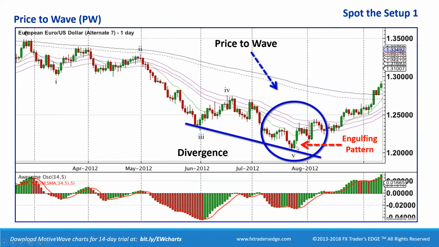Now we're at the price to wave. So we've done our homework, we've done our channel analysis, we've done some Fibonacci projections, and we're pretty happy that this wave 5 is complete. And we also see a candlestick reversal pattern here, an engulfing pattern. So that's spotting the setup. As soon as we see that engulfing pattern, we're happy.